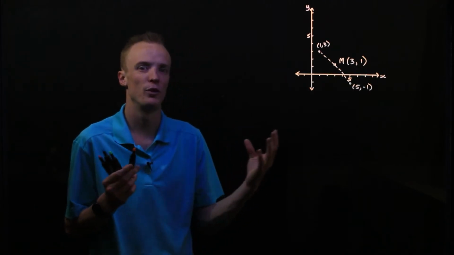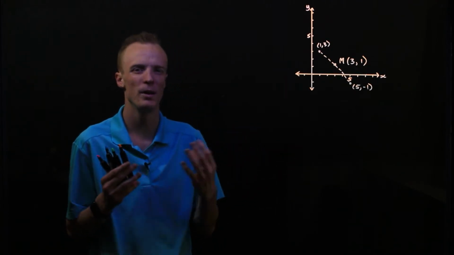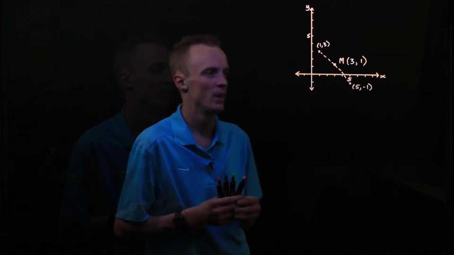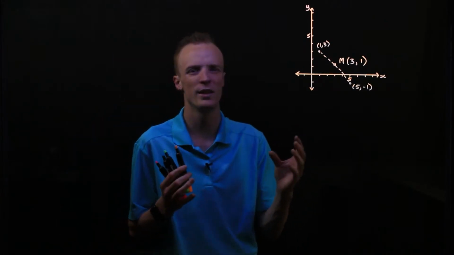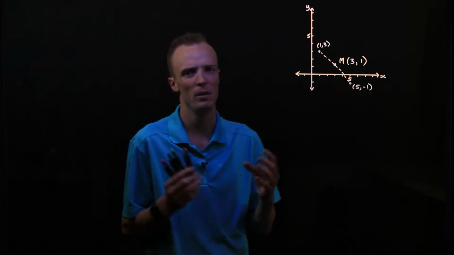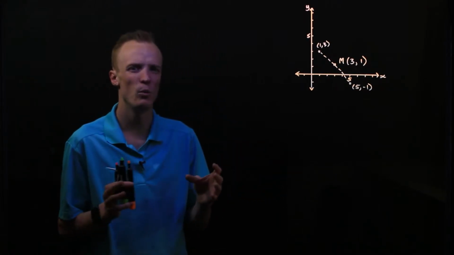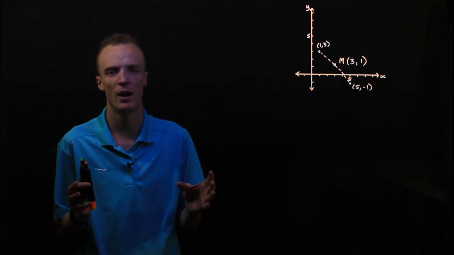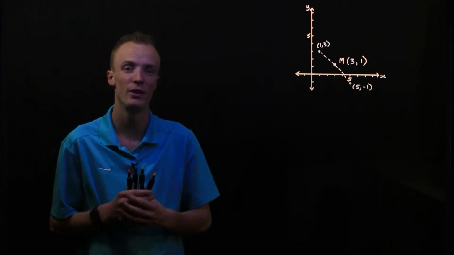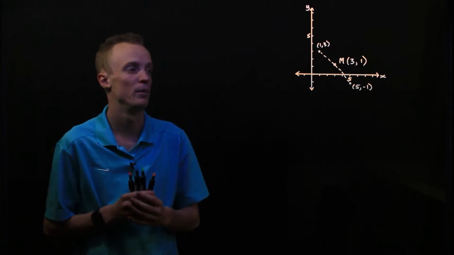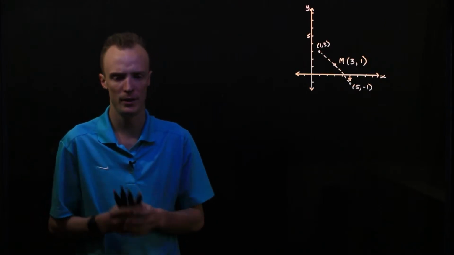But this requires drawing a graph, and in mathematics we want to be able to find things algebraically. So in this question here we've got a nice easy midpoint to find. But in mathematics we want to be able to find a midpoint between two coordinates no matter what the coordinates of that midpoint are, whether they're nice easy integer values or they're rational numbers. So how do we do it?